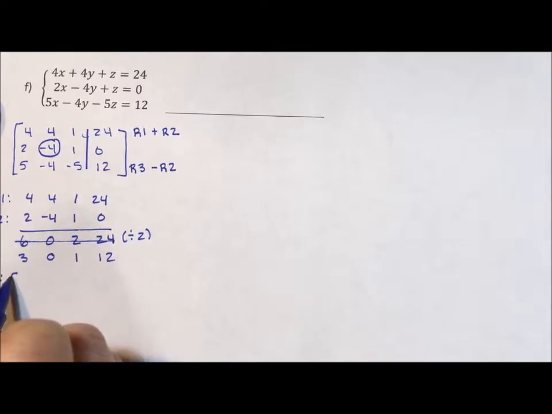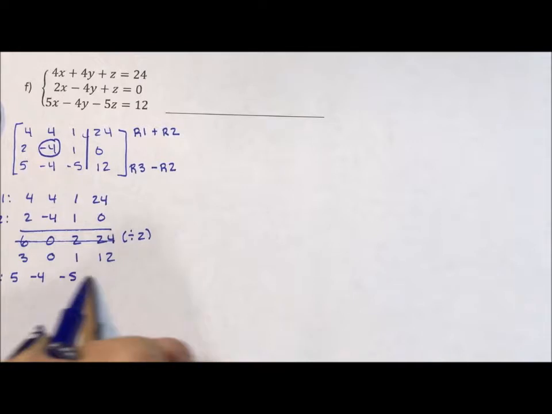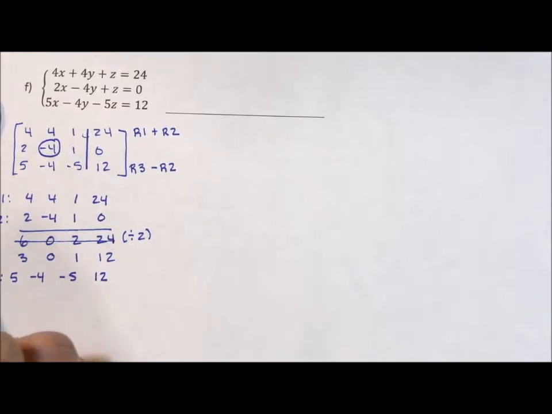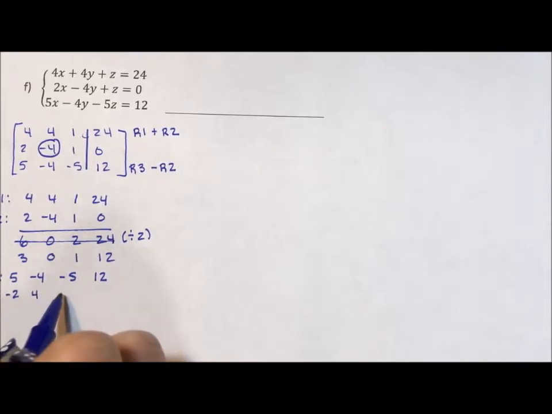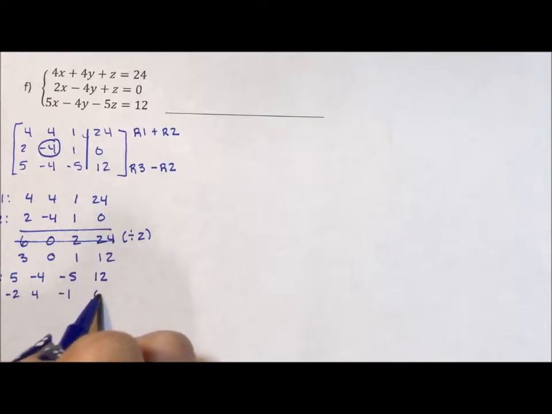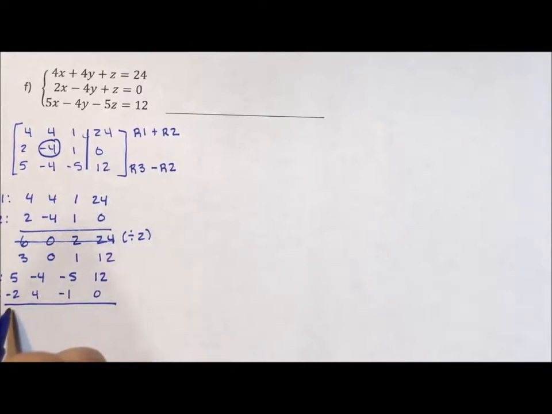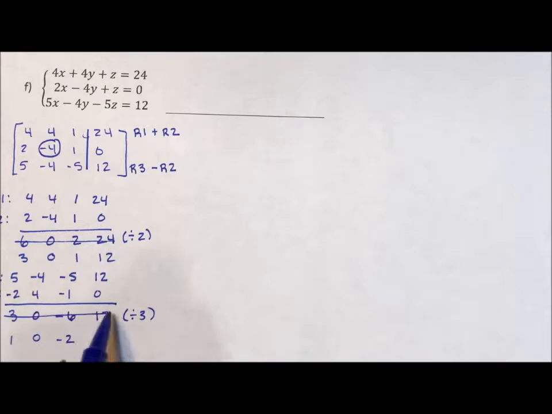Row 3 is going to be 5, negative 4, negative 5, 12, and negative row 2. Notice I'm not writing a row 2 and subtracting it. I'm actually going to multiply that by negative 1 so I can add down. If you try to subtract all 4 numbers, you're probably going to be adding by the end anyway. So a negative of row 2 becomes a negative 2, a positive 4, a negative 1, and a 0. And when I add down here, I get 3, 0, negative 6, 12, and this time I'm going to divide by 3 so that I have a 1, 0, negative 2, and 4 to make my numbers smaller.